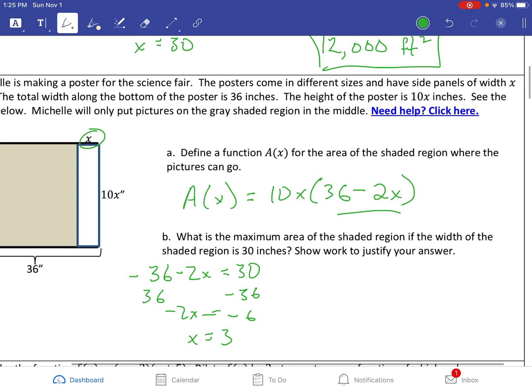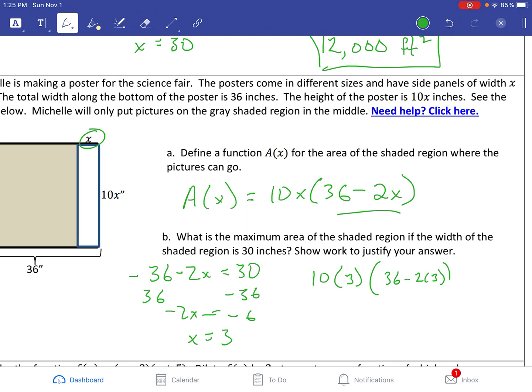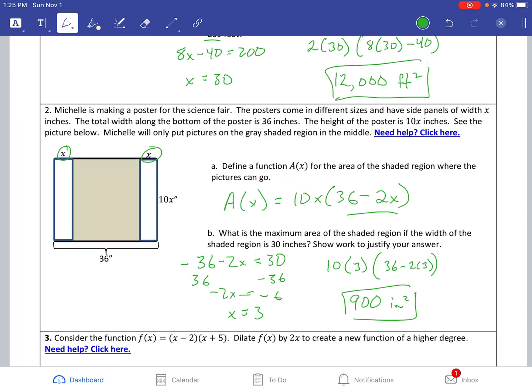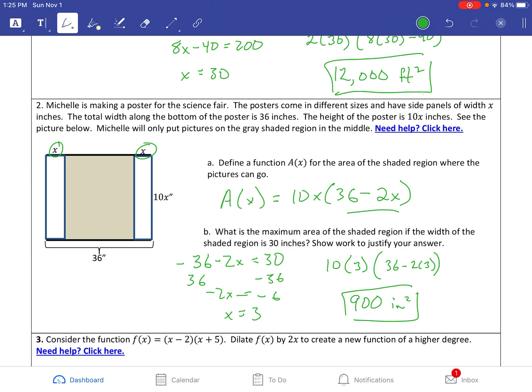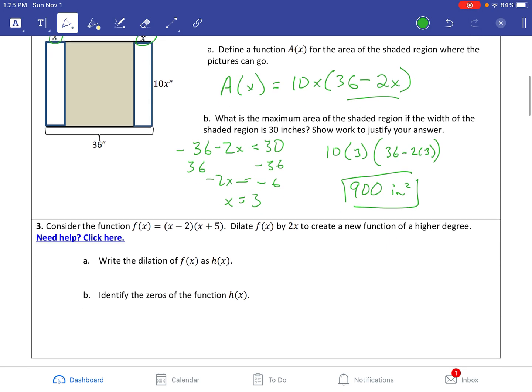All right, now we can put that back into our equation, 10 times 3, and then 36 minus 2 times 3, which gives us 30 times 30, which is 900, and we're doing square inches this time. All right. So that's how you do those types of problems.